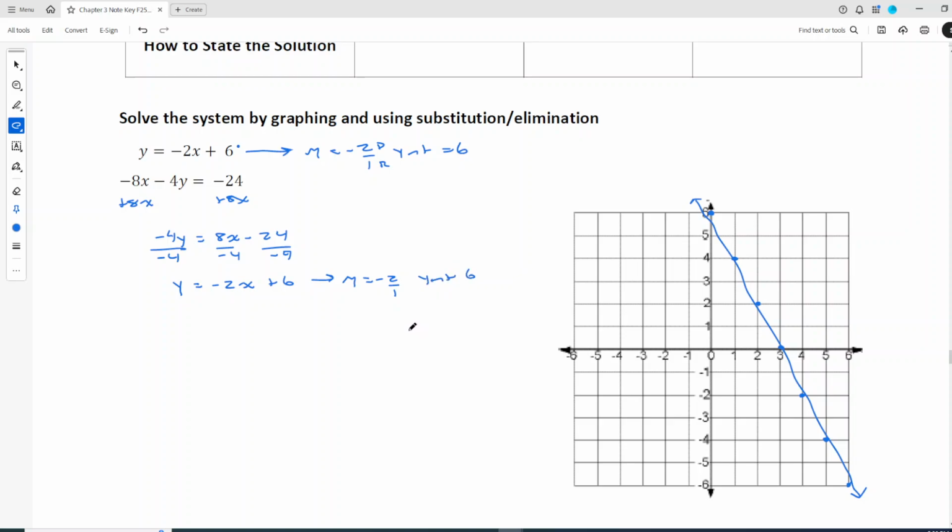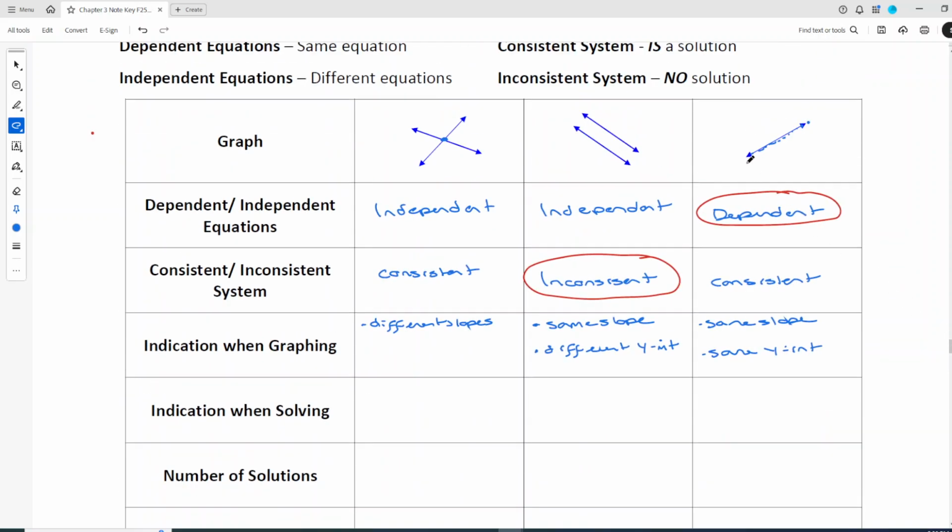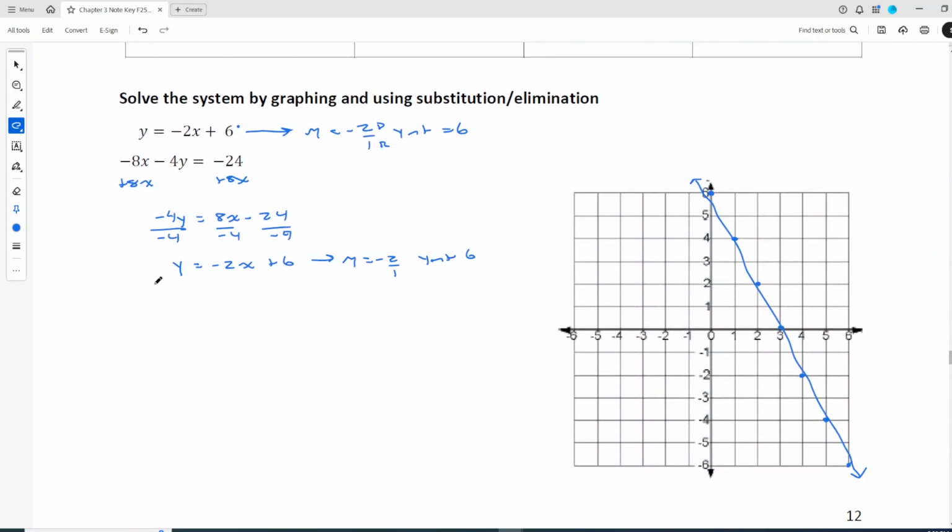So if you were graphing this, you'd be like, well, there's no point in graphing this again because it's the same line. So what would I call this? Well, we said if the lines are the same, they are dependent equations. So I'm going to put that these are dependent equations.